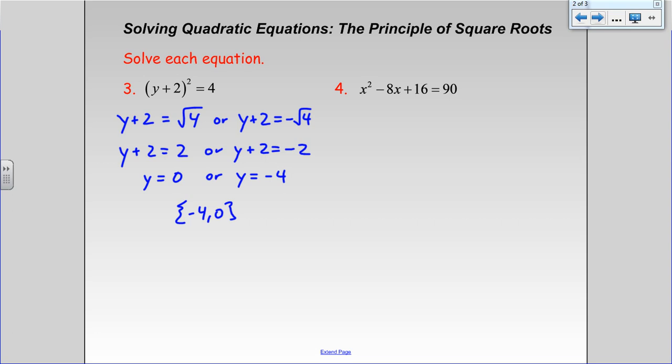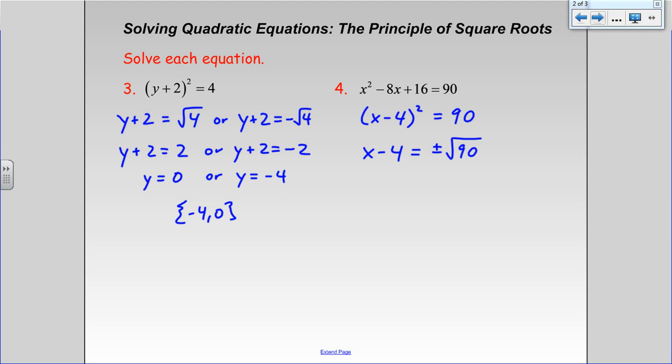Finally, example number 4. Notice that the left-hand side of this equation, x squared minus 8x plus 16, is a perfect square trinomial. Therefore, we can factor it as the quantity x minus 4 squared. So the quantity x minus 4 squared equals 90 is our equation. And once again, we use the principle of square roots, and we can write x minus 4 equals plus or minus the square root of 90.